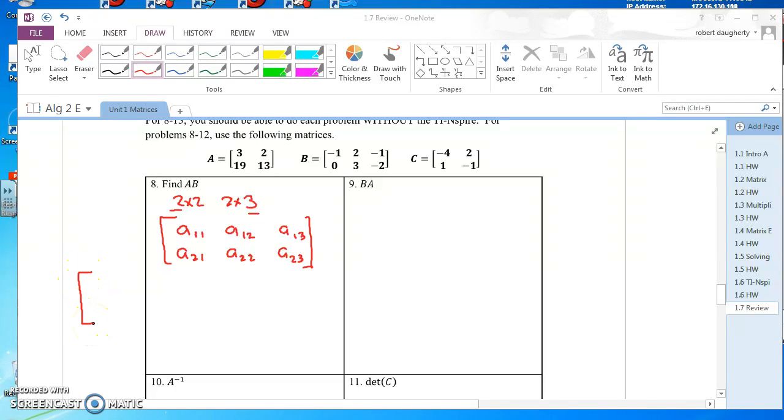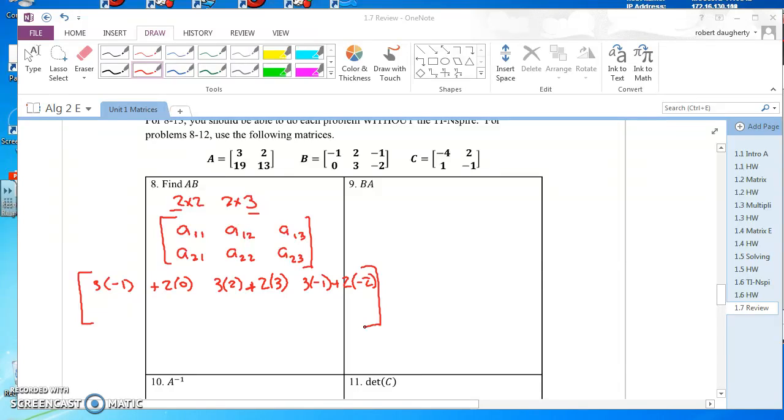So that's 3 times negative 1 plus 2 times 0. First row with the second column, that's going to be 3 times 2 plus 2 times 3. And then first row with the third column, that's 3 times negative 1 plus 2 times negative 2. Okay, that's the first row.